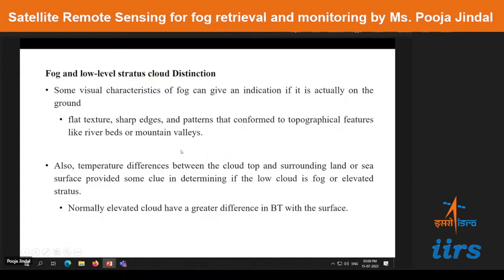Also, the temperature difference between the cloud top and the surrounding area, and between the fog top and the surrounding area, can be used, because mostly the cloud top will be at a little lower temperature as compared to the fog. However, this temperature difference will be small. But still we may have some idea whether this is a fog or a low level cloud top, because a low level cloud top will have a lower temperature as compared to the fog top.